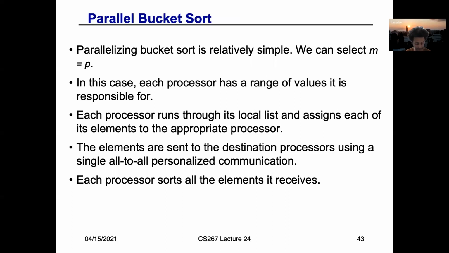You just have to choose the M bucket size to be equal to the number of processing elements. In distributed memory, this can be the number of processes, number of cores, number of nodes if you're doing in-node multi-threading, and so on. In this case, each processor has a range of values it's responsible for. So initially, we have the data divided into N over P arrays. Nothing is sorted yet. All we have to do is locally run through our local list of this N over P size and assign each element to an appropriate bucket, in which case that is their destination processor.